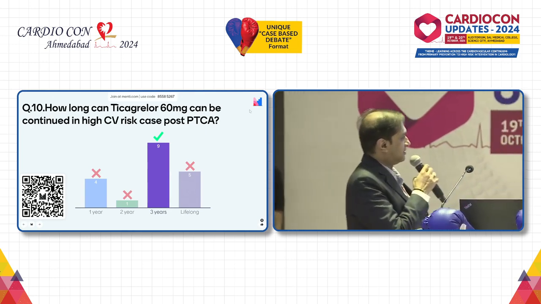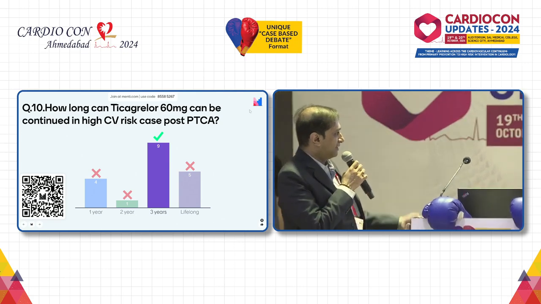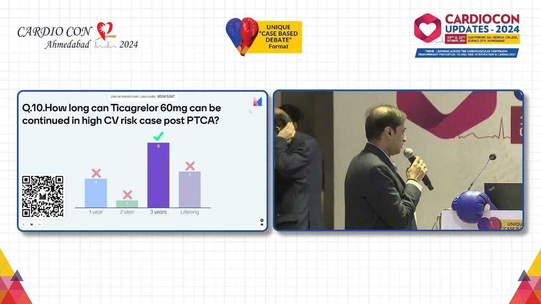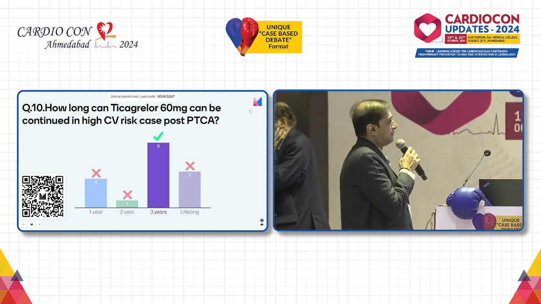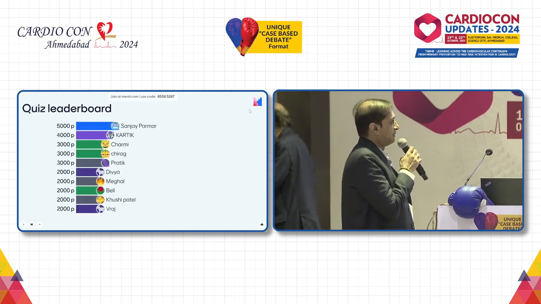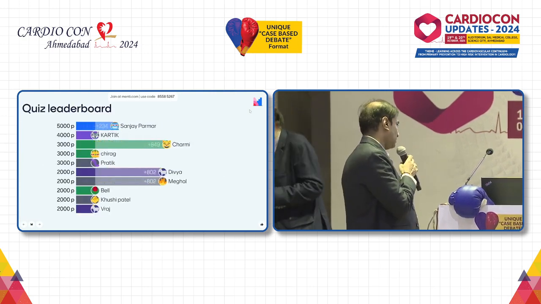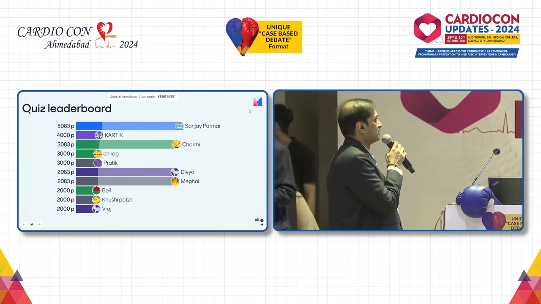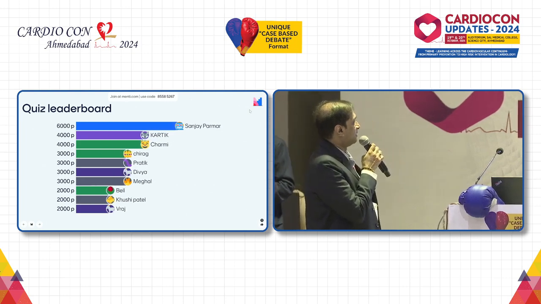9 is the right answer, and 3 is the right answer. 9 people got it right. Lifelong, we don't know, because the data, it may work, but COMPASS had patients on rivaroxaban up to 10 years, while for PEGASUS TIMI, it was only for 3 years. So these are the people who got it right.